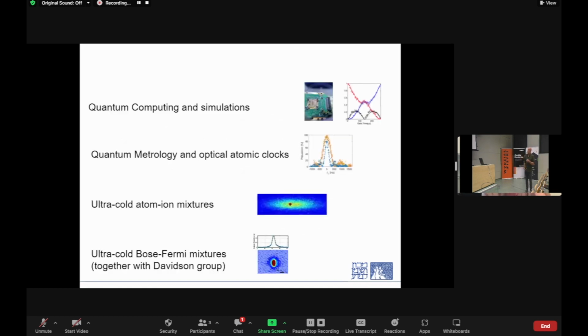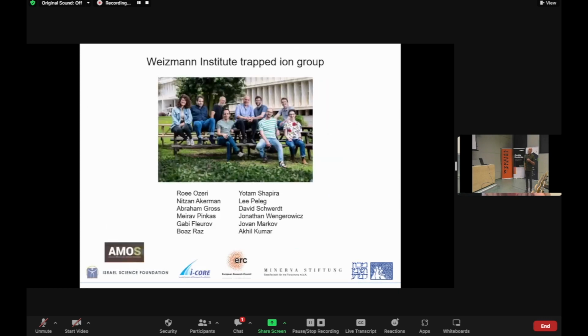I'll end by saying that we do more things than atom-ion mixtures: quantum computing and simulations, metrology, and also, together with the Nir Davidson group, studying ultracold Bose-Fermi mixtures. I'll thank all the people in the group.